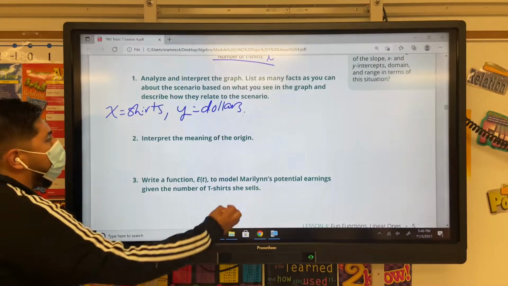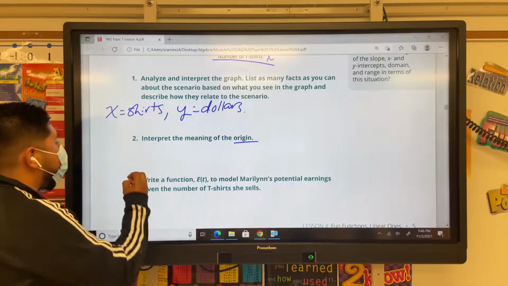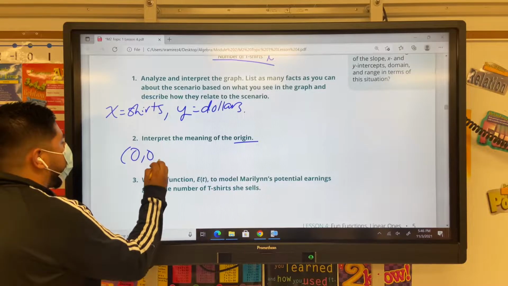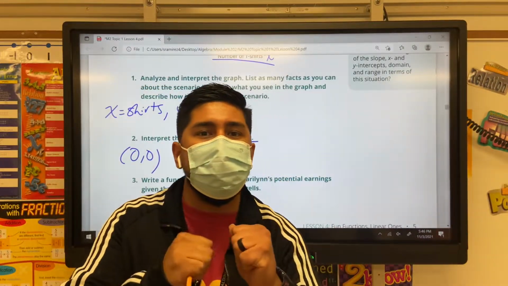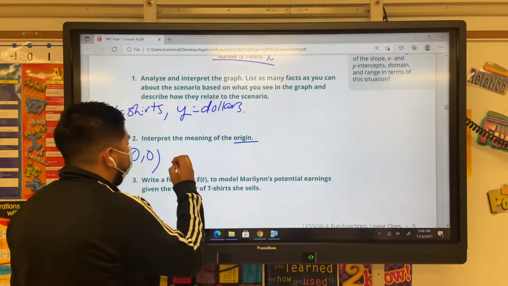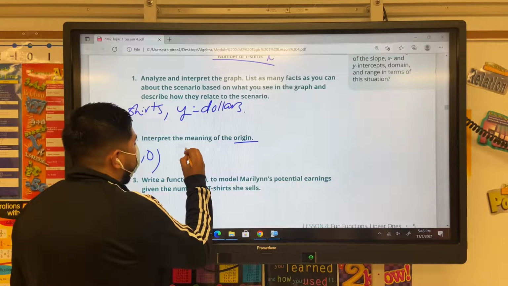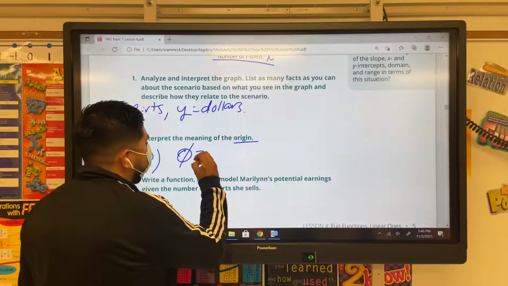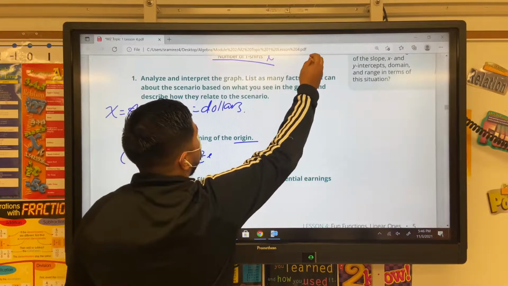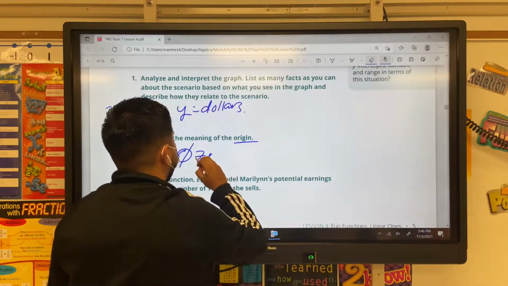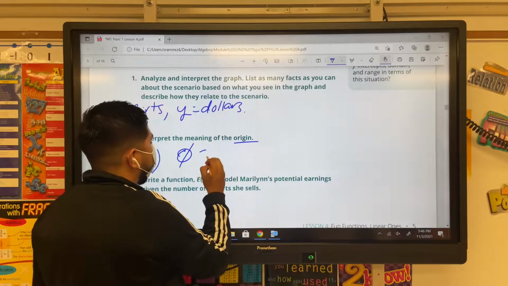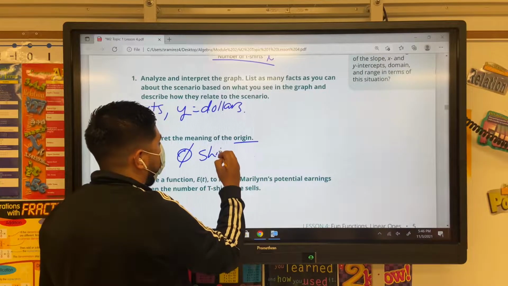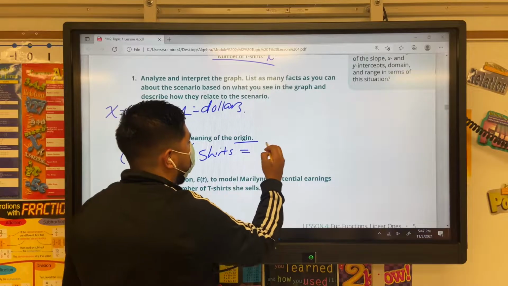Interpret the meaning of the origin. If you don't know what the origin is, it's 0, 0. Of course, we just talked about it. If I have 0 shirts and $0, need to make sure that we understand that. 0 shirts. Oh, I always make little mistakes when I get excited, ladies and gentlemen. 0 shirts equals $0.